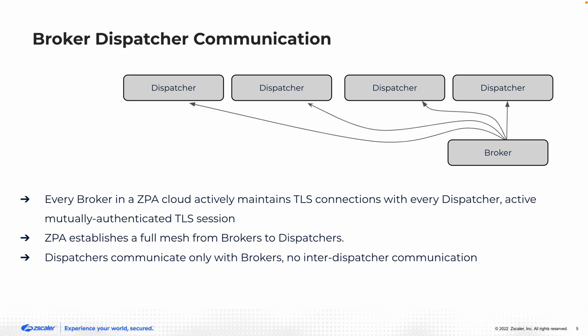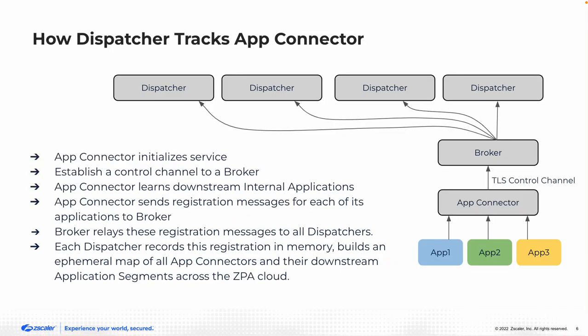Now that we know the role of dispatcher and broker, let's see how they communicate. Every broker maintains a TLS connection with every dispatcher in the ZPA cloud, which results in a full mesh network. Note, dispatchers communicate with brokers; there is no inter-dispatcher communication. As the app connector is launched, it initializes the service and establishes the TCP control channel to a broker. As the app connector learns the downstream internal apps, it sends a registration message over the TLS connection to the broker, which is relayed upstream to all the dispatchers.